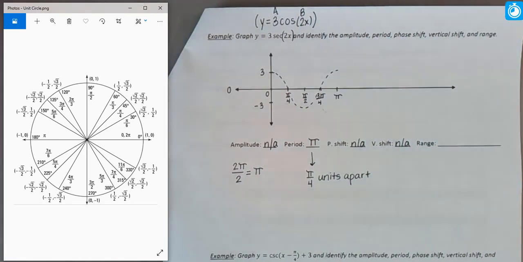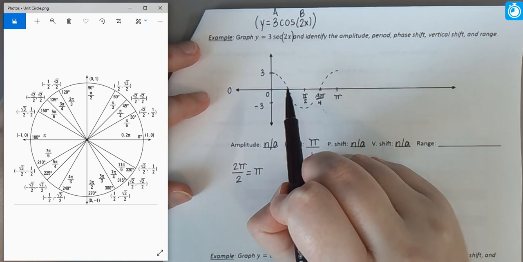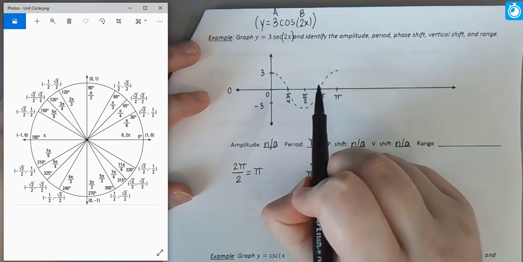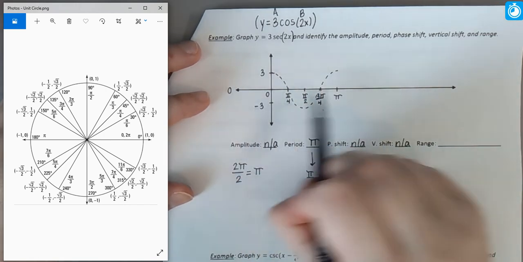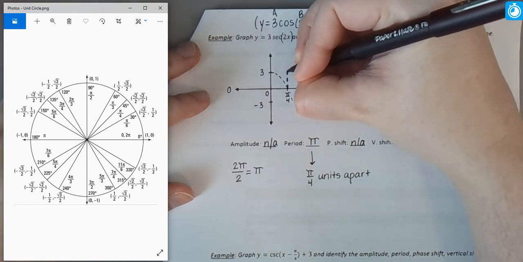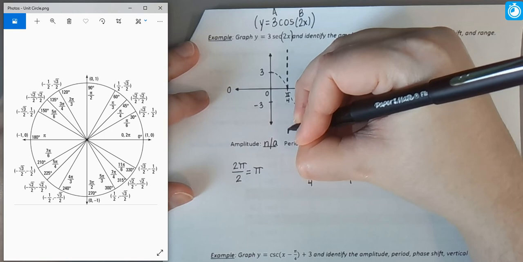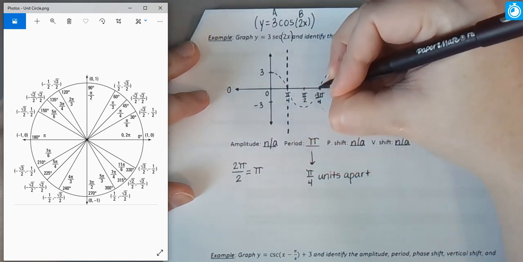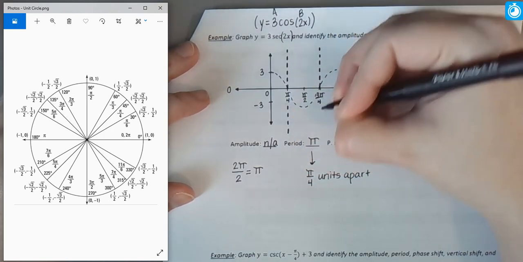Okay, now once we have that cosine, we want to get the corresponding secant. So first thing we want to get those asymptotes. That's going to be an important place to start. We know wherever cosine is 0, secant is undefined. So wherever we have an intersection with that horizontal line, with that central line, that's going to be a location for our asymptote for our secant graph.